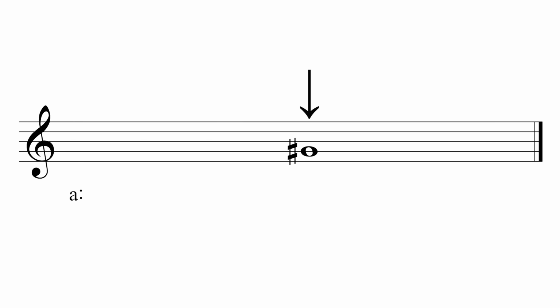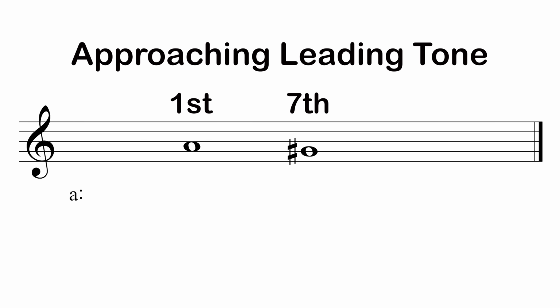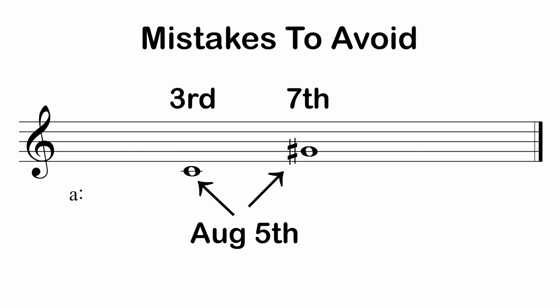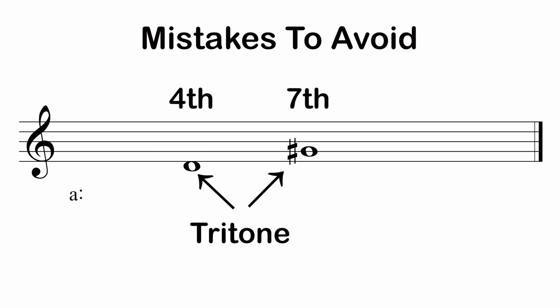In minor keys, you may have problems approaching the leading tone. The leading tone is easy to find because it has the accidental. The leading tone must be preceded by the 1st, 2nd, 5th, or 7th of the scale. Why? Because the 3rd to the 7th of the scale is a diminished 4th or an augmented 5th, or the 4th to the 7th of the scale is a tritone, and the 6th to the 7th of the scale is an augmented 2nd or diminished 7th.